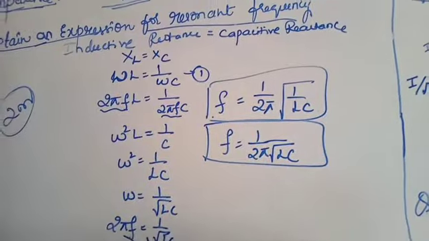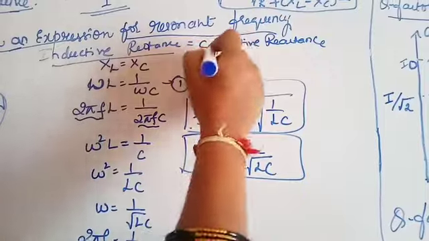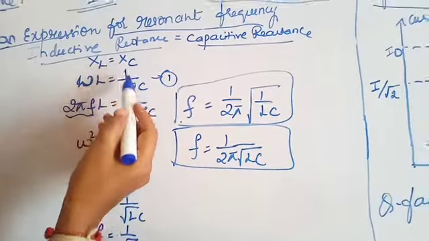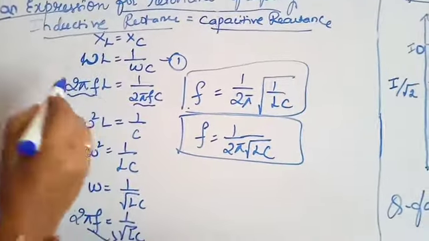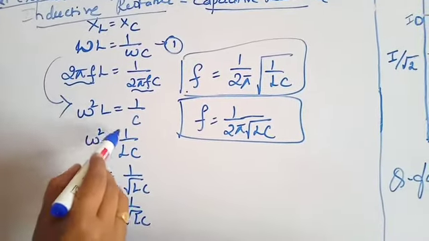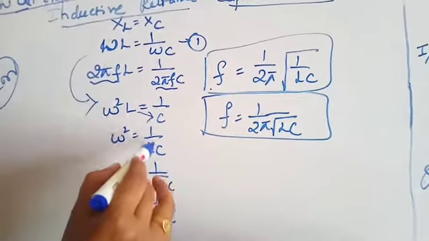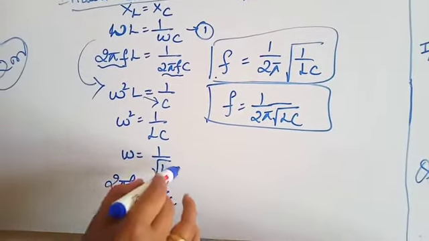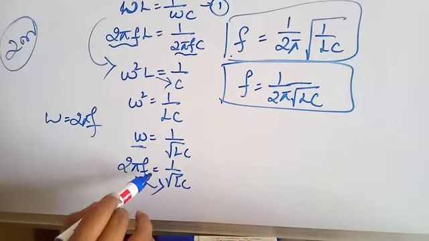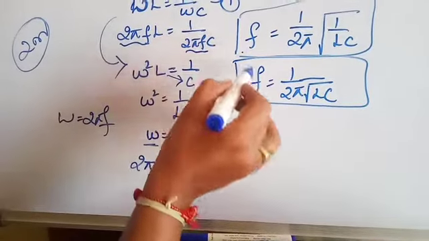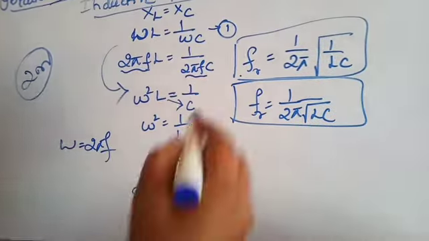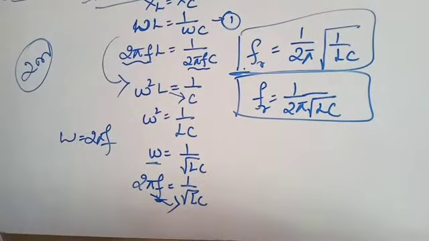What is the expression for the resonant frequency? By using the inductive reactance and the capacitive reactance, XL is equal to XC, with XL as omega L and XC as 1 by omega C. Taking the direct step, omega square L is equal to 1 by C. Then omega square is 1 by LC, then omega is equal to 1 by root LC. Omega we can write as 2 pi f. Substituting, since I need the resonant frequency, we take fr or f as 1 by 2 pi into root of LC. Right? So this is the expression for the resonant frequency.